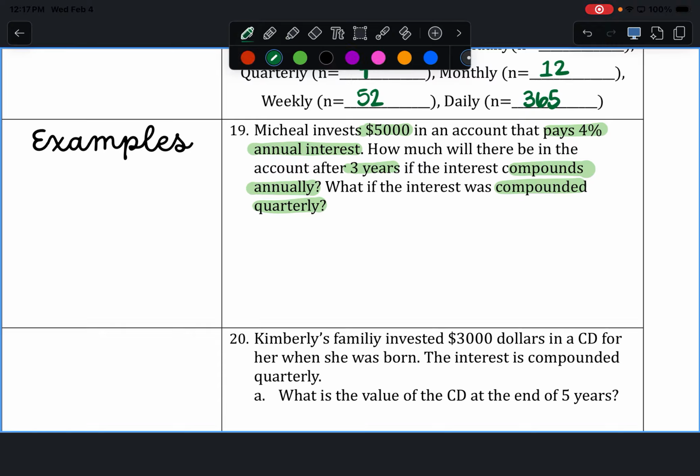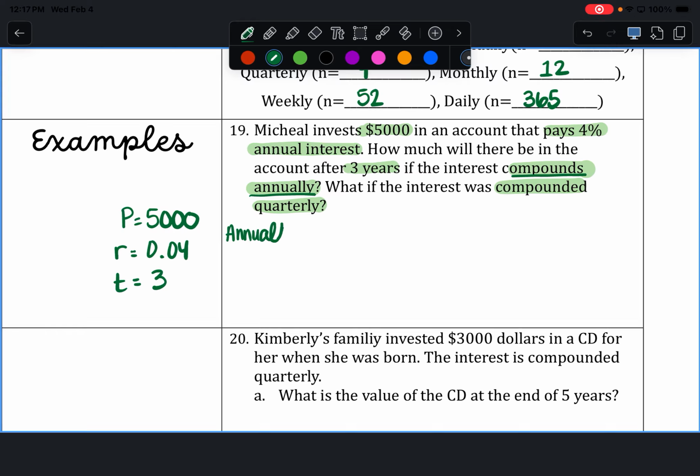So what we're going to do first is find the things that go for both. What is the principal or the initial amount? 5,000. What is the interest rate as a decimal? 0.04. How many years are we looking at? 3. Now, we have to look at 2 separate ways it's being compounded. It wants us to check compounding annually and compounding quarterly. So we're going to start with annually.